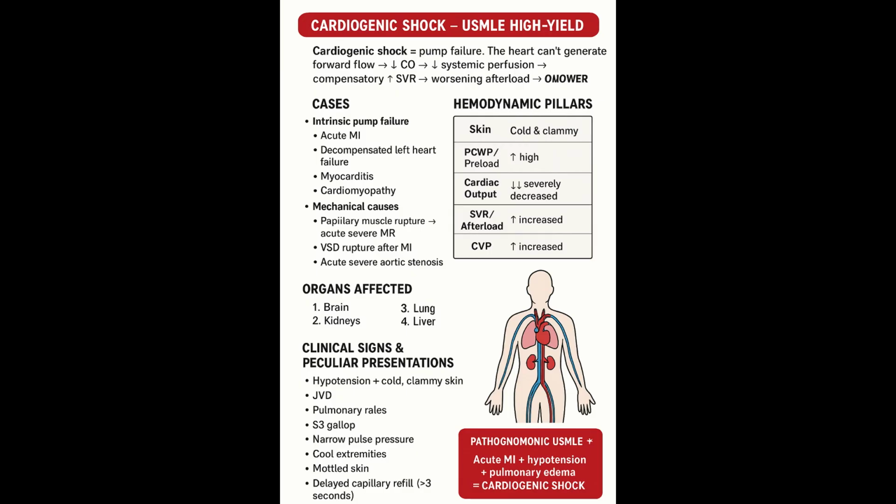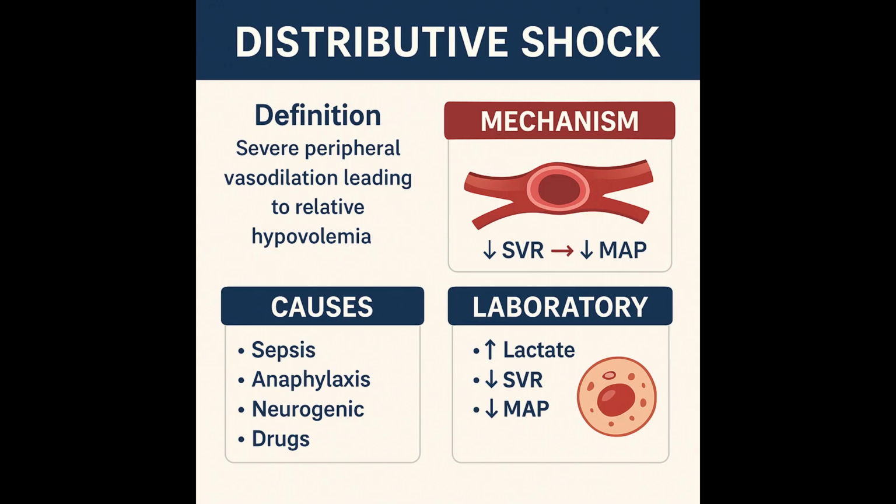Okay, this is where it gets really, really interesting. So we've covered the cold shocks where the body is compensating too hard. Now let's look at the problem where the compensation just completely fails. That shifts us to distributive shock, which we call warm shock in its early stages. The problem here isn't the pump and it isn't the volume, it's the pipes. The blood vessels have lost all their tone and are just massively widened.